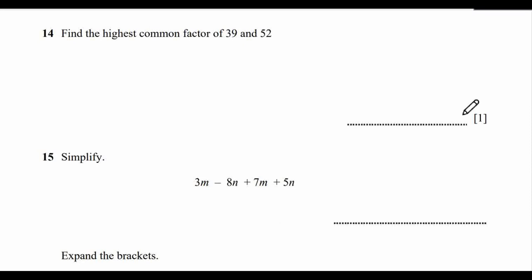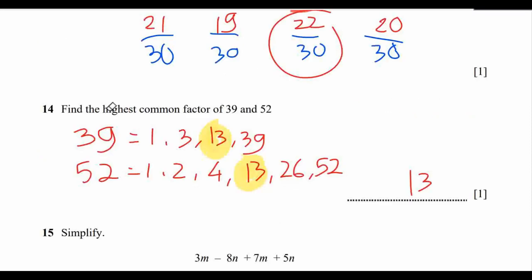Alright, let's check out the answers, guys. So the answer is 13, the highest common factor. So we find the factors of 39 are 1, 3, 13, 39. Factors of 52 are 1, 2, 4, 13, 26, 52. And the highest common factor is 13 in this case. Easy, right?